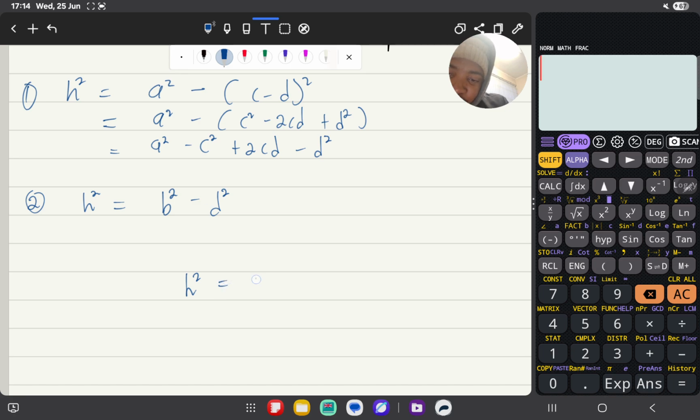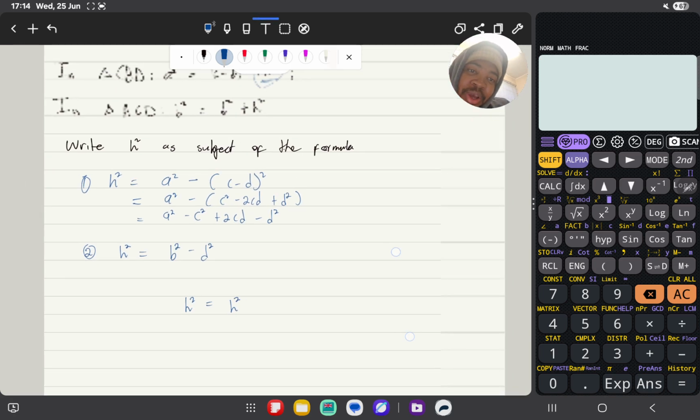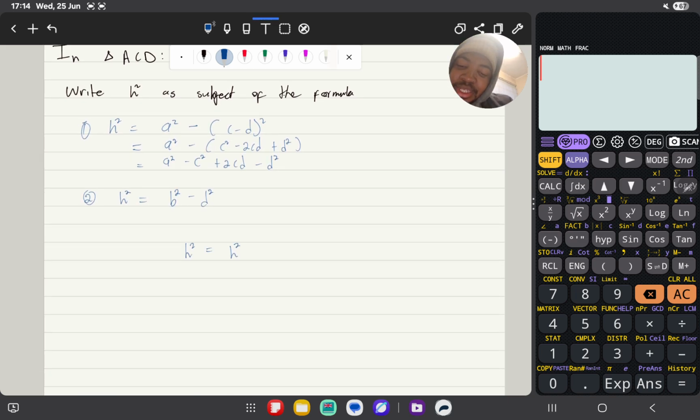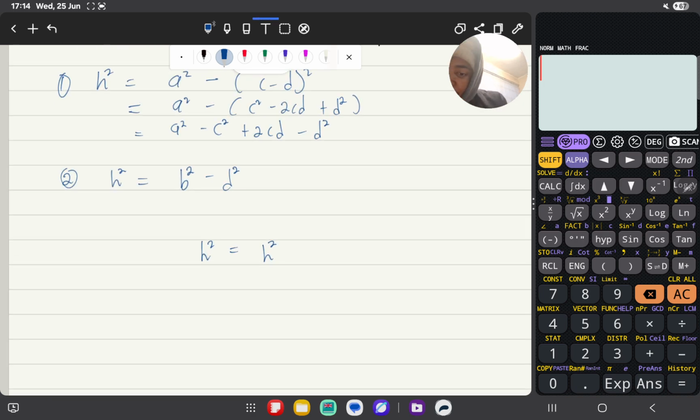h squared is equal to h squared, and remember the reason we are even doing this, it makes sense. The h is here, right? The perpendicular height on both triangles is the same perpendicular height, right? That is why now we are saying h squared is equal to h squared, right? So we're going to have something like this. We're going to have a squared minus c squared plus 2cd minus d squared, right? And then it is equal to b squared minus d squared.